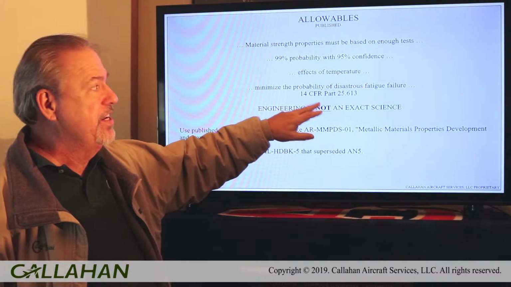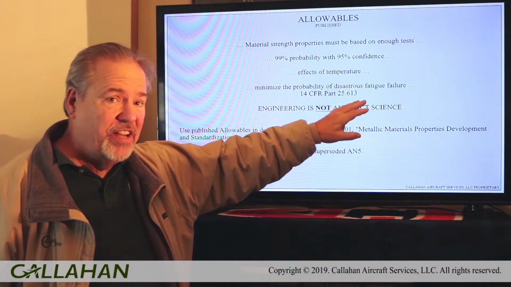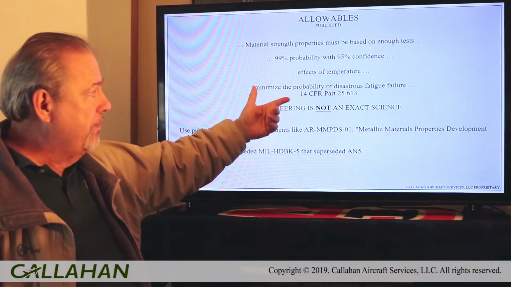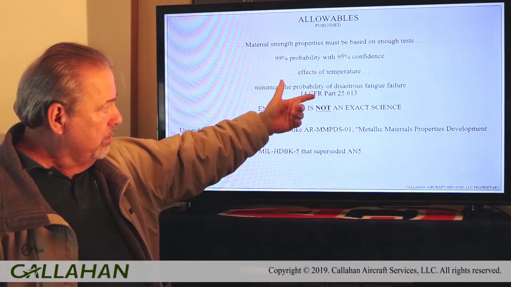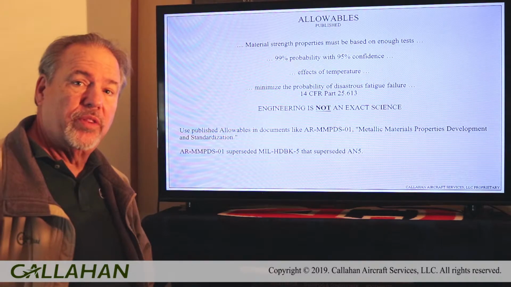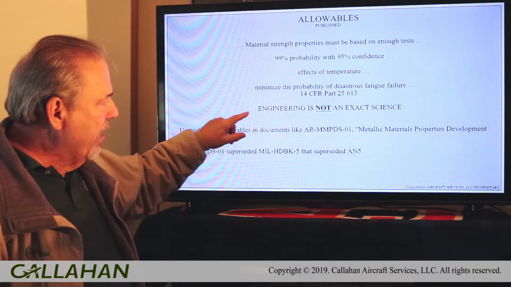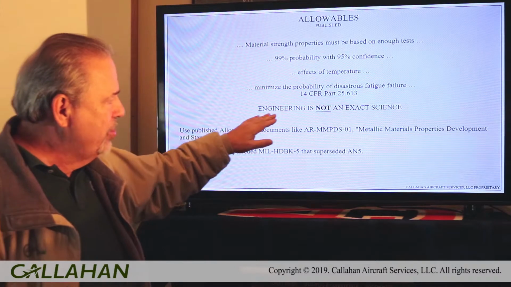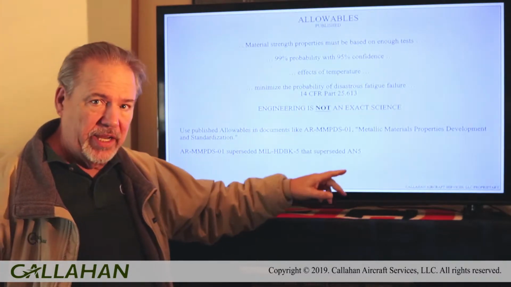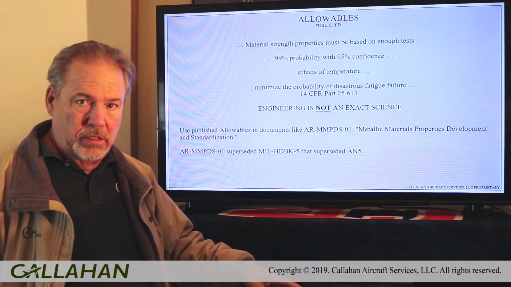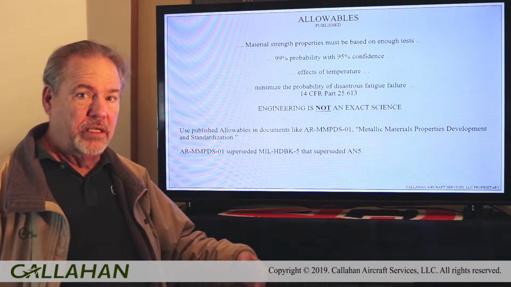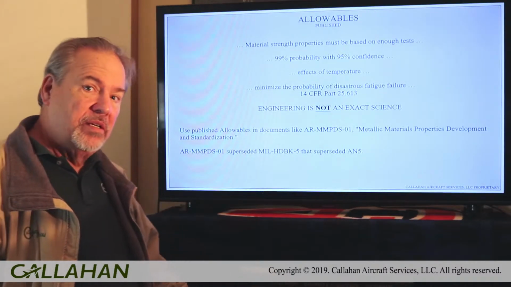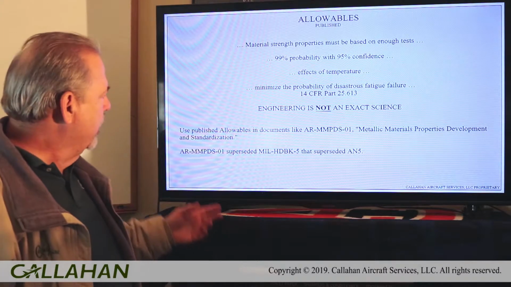Minimize the probability of a disastrous fatigue failure is out of FAR 25.613. But the important thing to take away is engineering is not an exact science. So on probability, like confidence, history, okay?